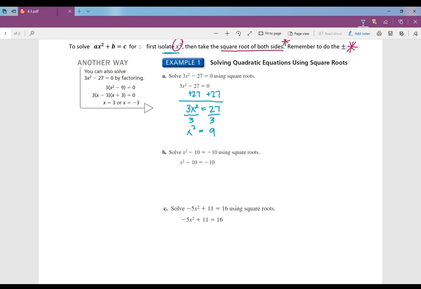So now, since we got our x squared by itself, we want to take the square root of both sides. So we're going to do the square root of x squared and the square root of 9. Now the square root of x squared is just x. The square root of 9 is going to be plus or minus 3. All right, we can do 3 times 3 or negative 3 times negative 3. And that will be your answer for this first one.